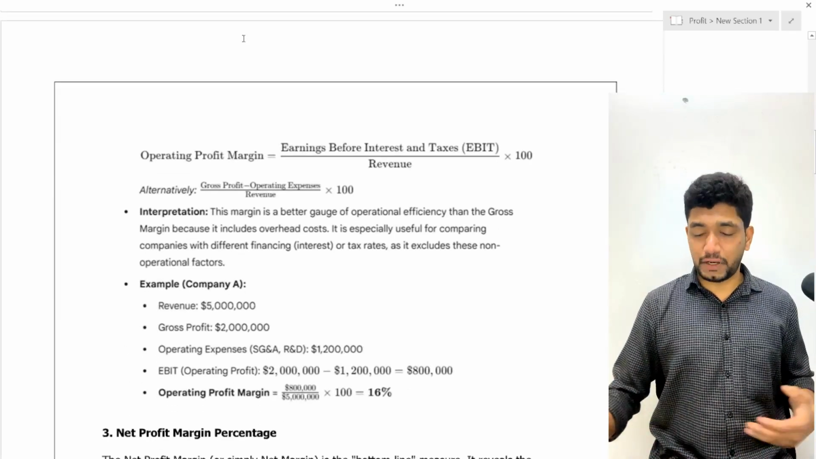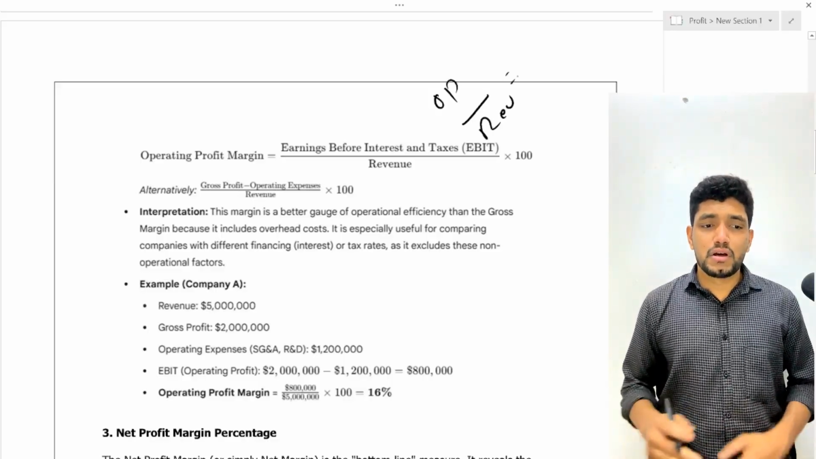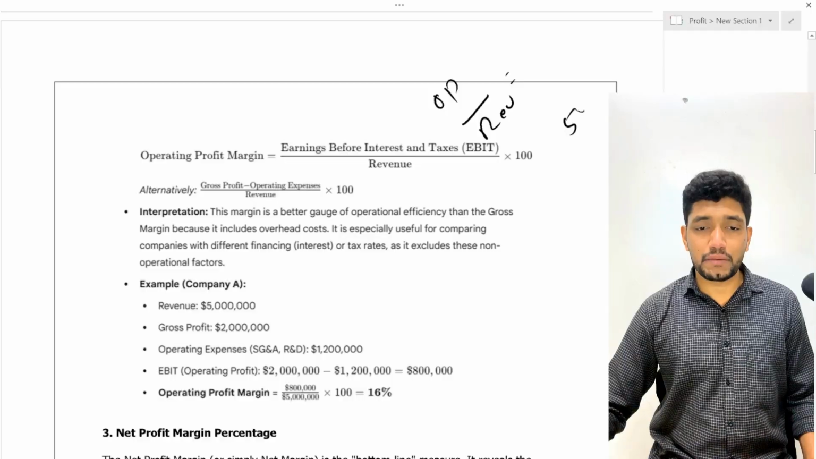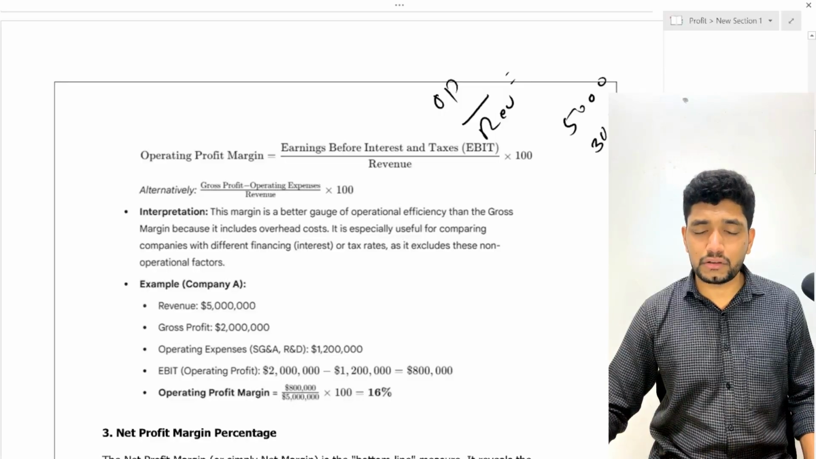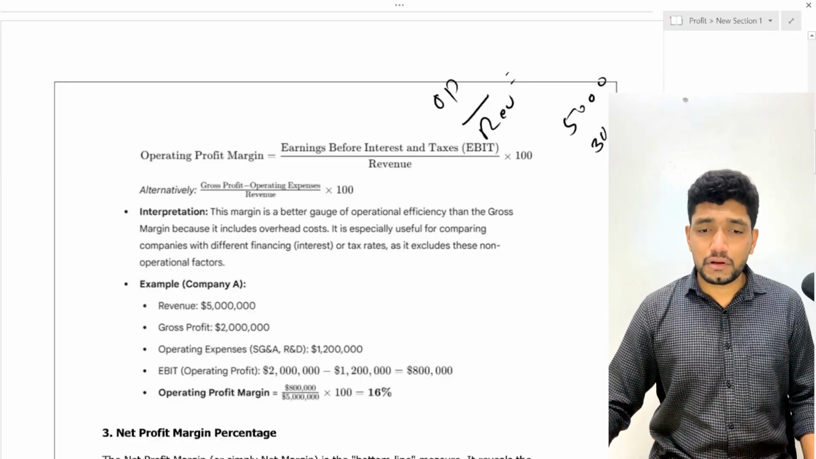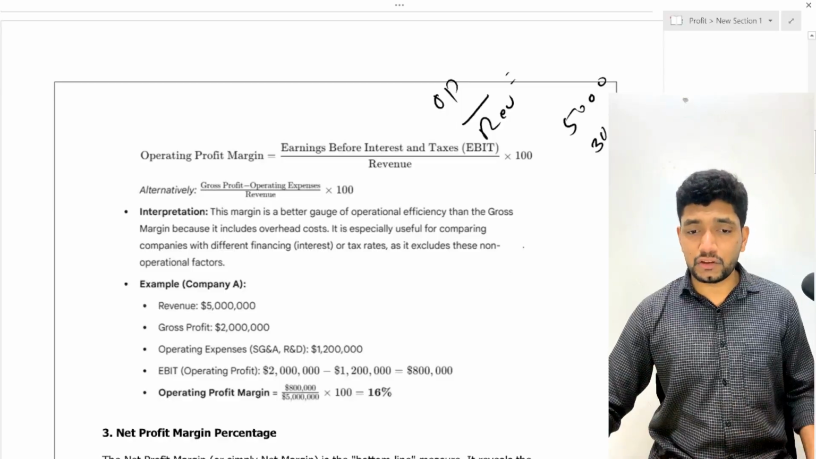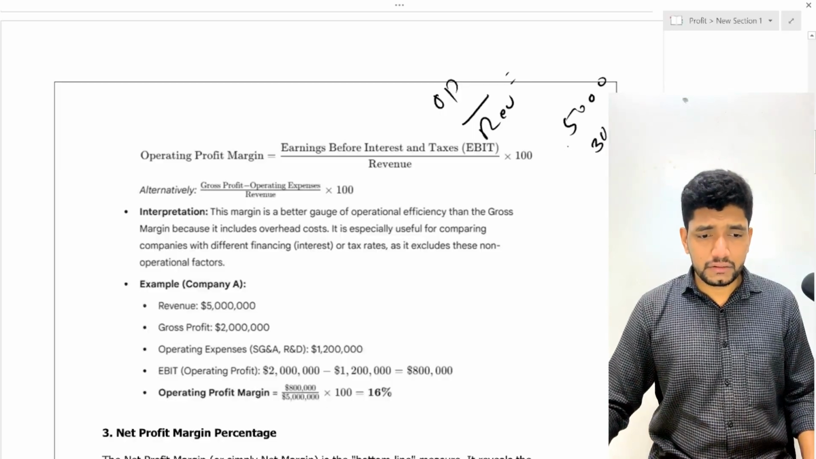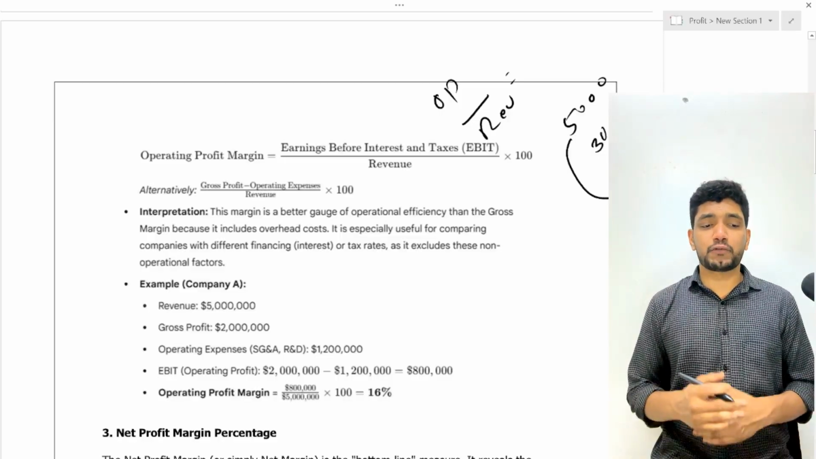So let's see the formula for operating profit margin. The formula is operating profit divided by revenue. For example, if a company has revenue of 5 million, and the cost of goods sold is 3 million, then our GP is 2 million. If the company has another 500,000 in operating expenses, then the operating profit is 1.5 million in this case. Comparing this 1.5 million with the 5 million revenue, you will get the operating profit margin.